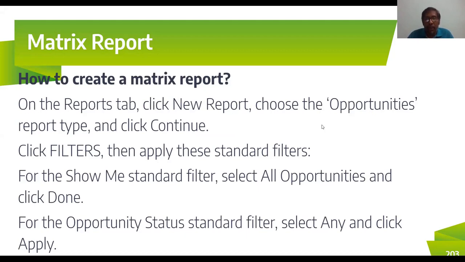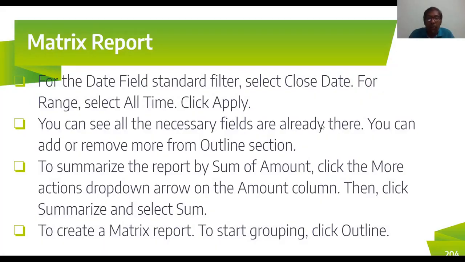From the new report, report type, I'm going to select opportunity and click on continue. On the filters, I'm going to select the standard filters. Under show me, I'm going to select all opportunity, and for opportunity status, I'm going to select any and click apply. By default that will be done.